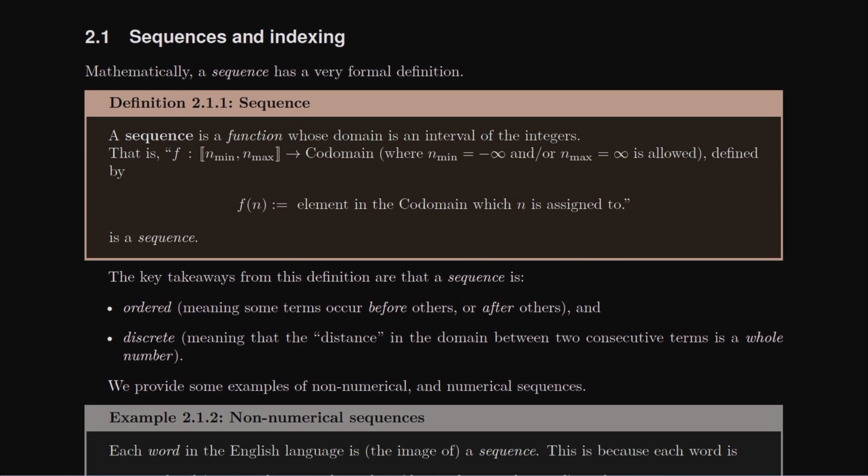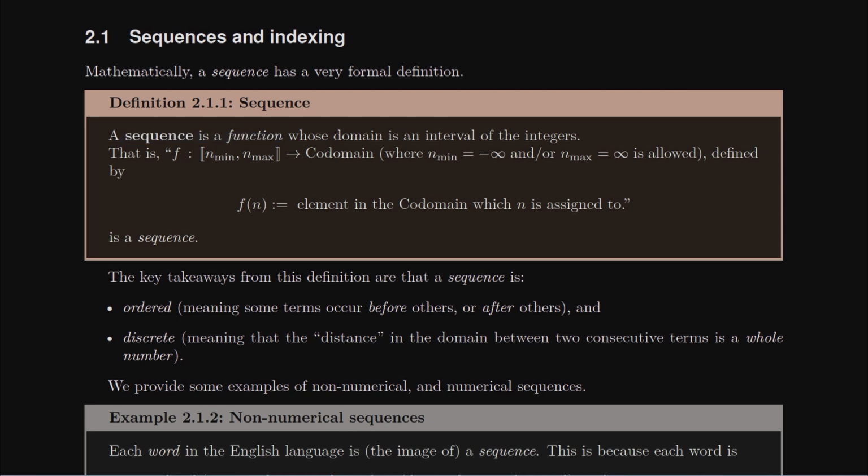So we're going to start with the definition of a sequence, which I've got here. And I do say that a sequence is a function because if we jump back all the way to the preliminaries chapter of the book, we defined functions as maps which have a domain, a codomain, and a rule which assigns an element of the domain to an element of the codomain. And sequences satisfy that criteria.